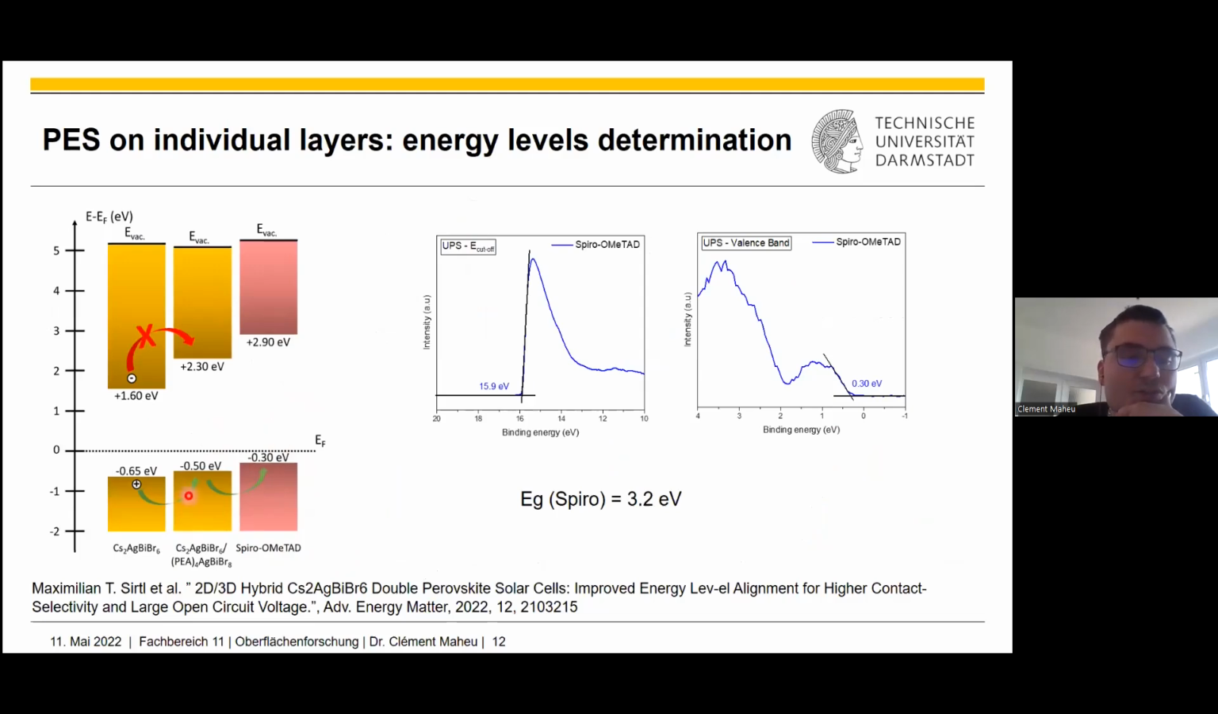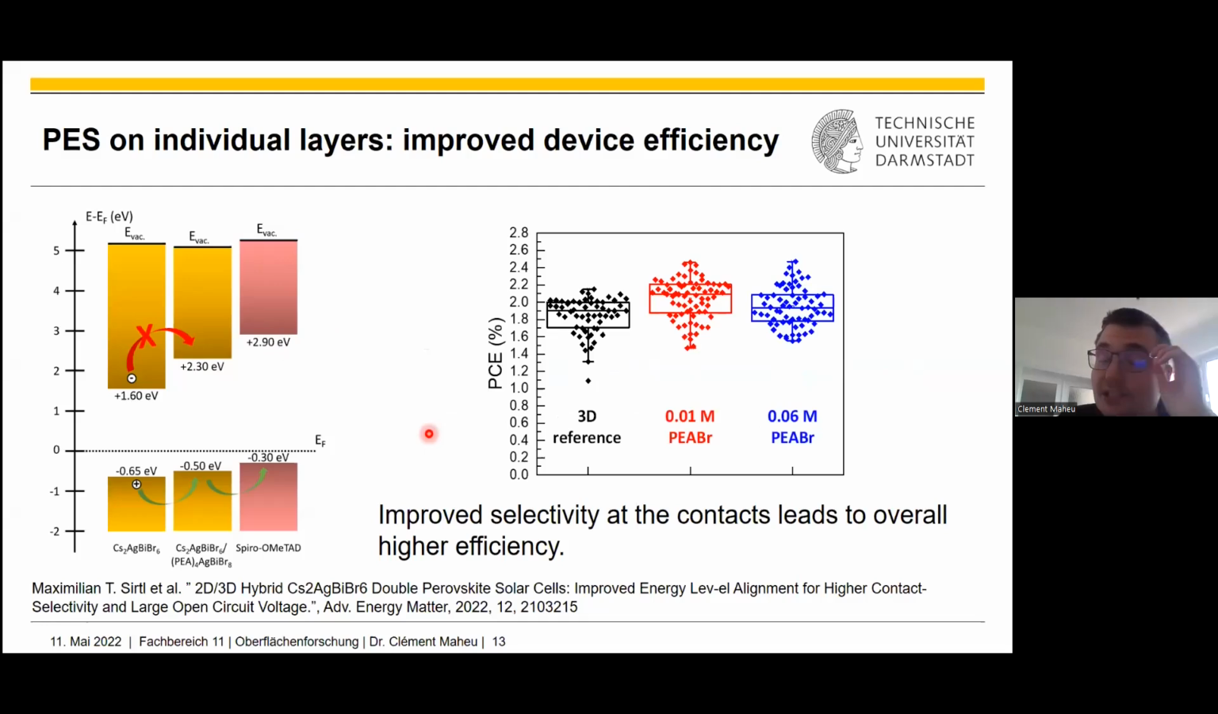And what you can then conclude is that when you create electrons and holes inside your 3D layer, then you can easily transfer the electrons to the spiro-MeOTAD, and here you have an additional blocking layer that prevents the electrons to go from the absorber to your hole extraction layer. And that leads to an improved selectivity and an improved efficiency of your solar cells. So of course that's lead-free perovskite, so the efficiency is not so high, but you can see an improvement of your solar cell.